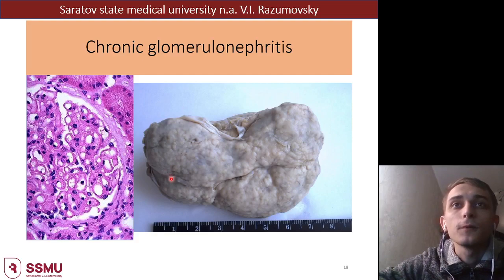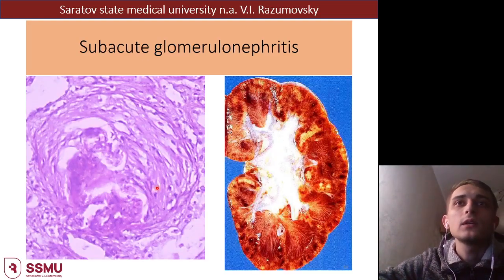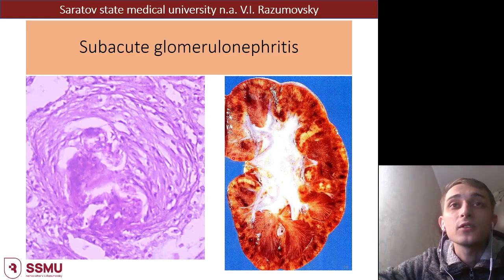This type of change is associated with the development of connective tissue in place of the glomerulus, and you may see a microscopical picture like that. One of the most interesting is subacute glomerulonephritis. Subacute glomerulonephritis macroscopically manifests itself like acute glomerulonephritis, a motley kidney. But the difference between acute and subacute is the size of the kidney. In case of subacute glomerulonephritis, the size of the kidney will be enlarged.